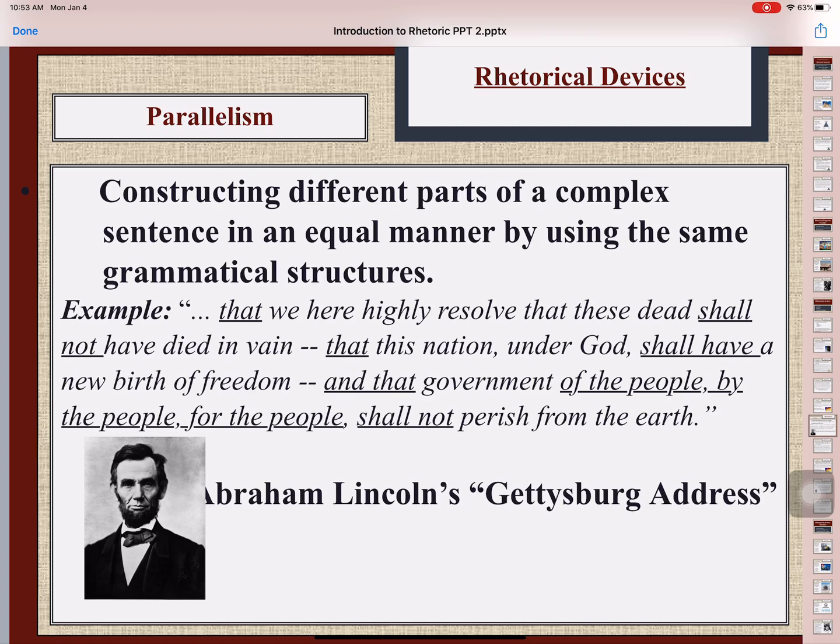That this nation under God shall have a new birth of freedom, and that government of the people, by the people, for the people, shall not perish from the earth. So what are the repeated parts of the sentences? That word that: that we, that this, that government. So those are repeated portions. And then we also have shall not, shall have, shall not again. By the way, of the people, by the people, for the people, these are all repeated clause structure, right?